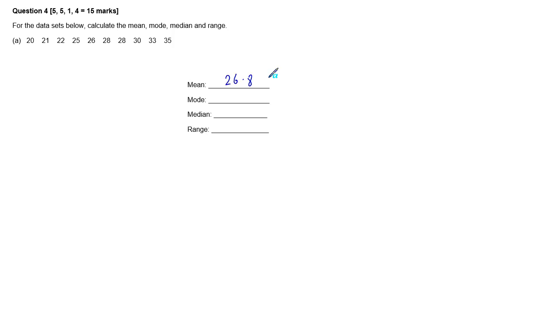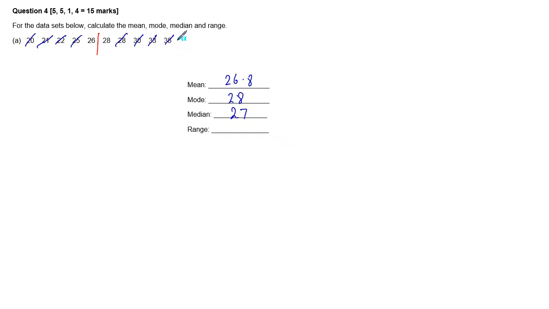Now the mode is the most commonly occurring. There's one of everything except 28. So 28 is the mode. Now the median is the middle piece of data. Because we haven't got many, we could use a crossing off type method. So we'll cross off from each end. Just make sure you do this carefully. It's an easy process, but it's easy to get wrong as well. And then we end up with two numbers in the middle. So we want to be halfway between those. Halfway between 26 and 28 is 27.